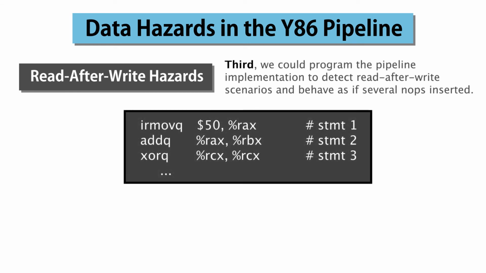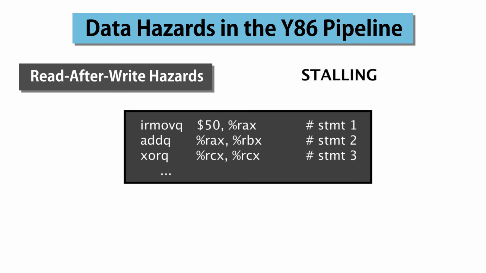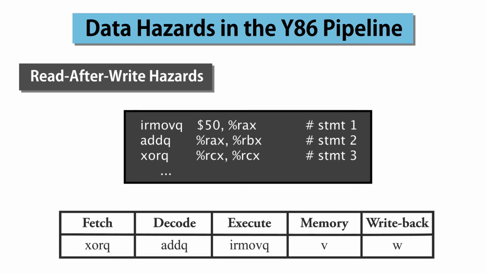Third, we could program the pipeline implementation to detect read after write scenarios and behave as if there were several no-ops inserted. This is called stalling the pipeline. Consider the state at which the hazard manifests itself. At this point, we need the IR move queue instruction to proceed to write back so that the new value of RAX, namely 50, will be written to the register file and become available for the add queue instruction currently in decode. We can do that by stalling the pipeline at the decode stage.